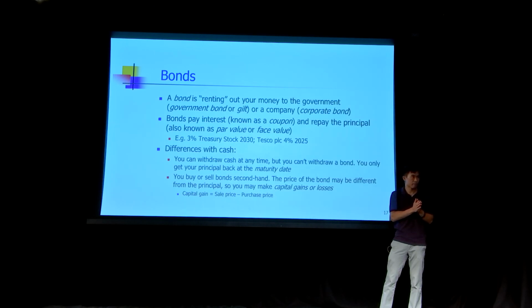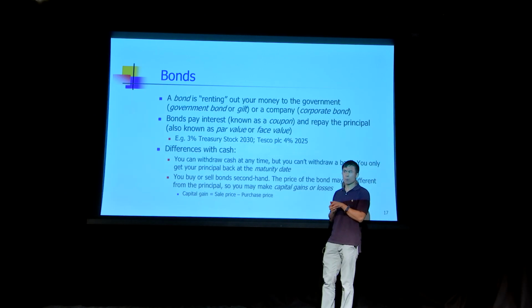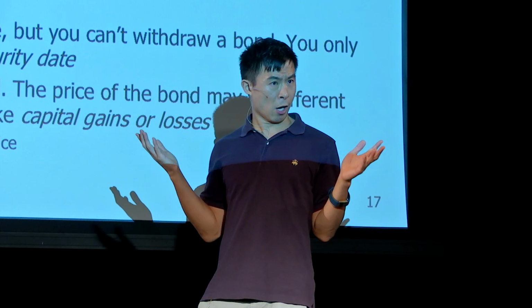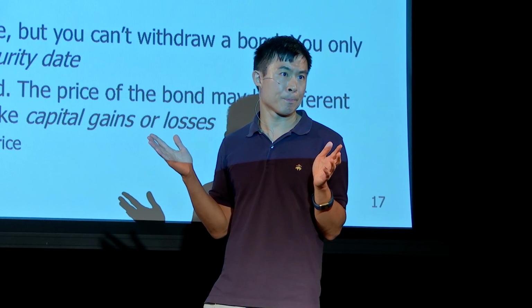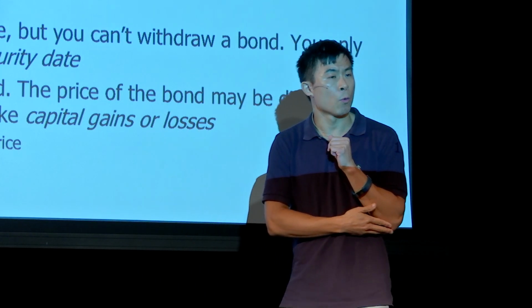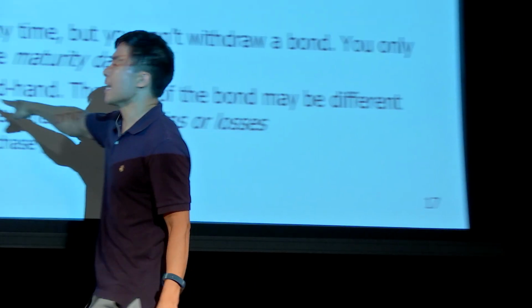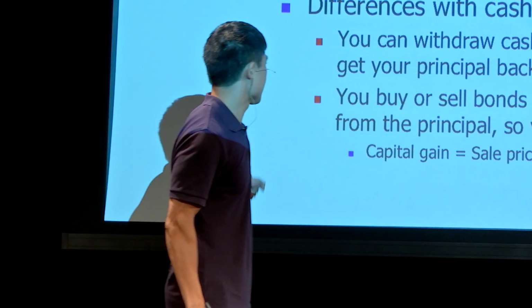But then you might think, well, what happens if I suddenly need my money back before 2025? I buy my Tesco bond, I think I can invest my money for 4 years, but something suddenly happens. Maybe I'm in a car accident and I need to repair my car. What can I do when I hold the bond? Here's the second difference: you can sell it secondhand. So with a bond, you can always trade this to somebody else.